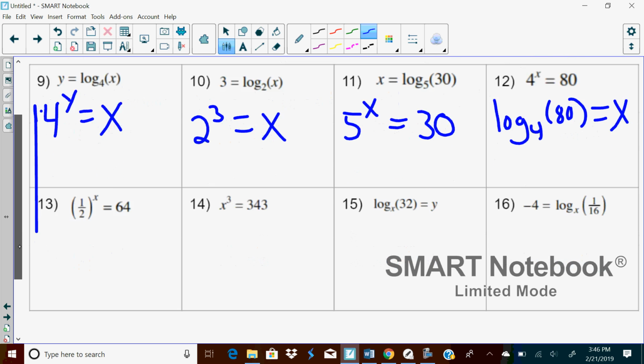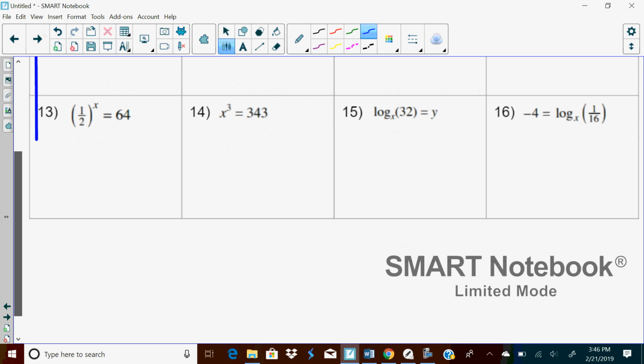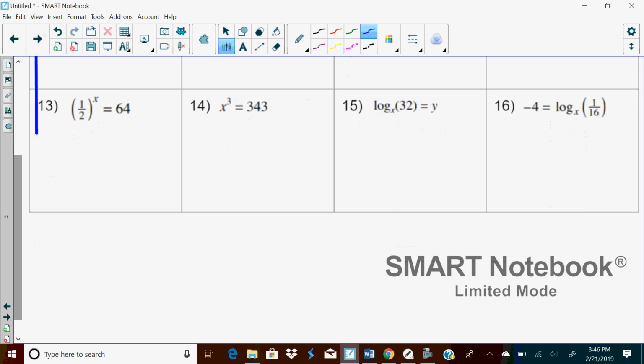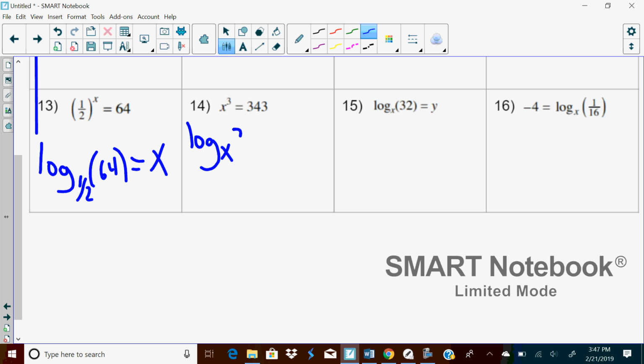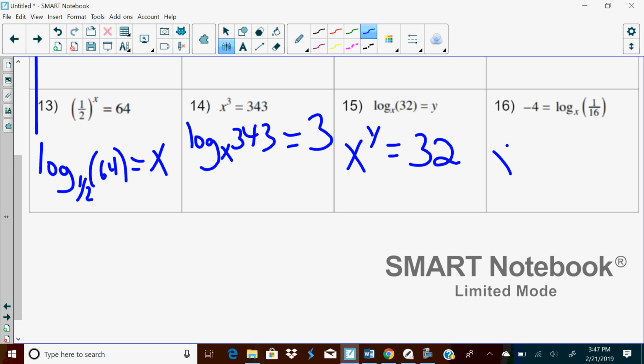The log base 1/2 of 64 equals x. The log base x of 343 equals 3. The x to the y equals 32. And x to the negative 4 equals 1 over 16.